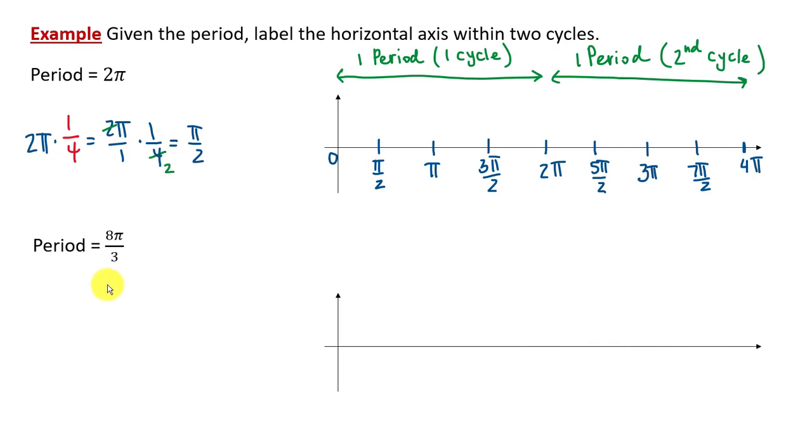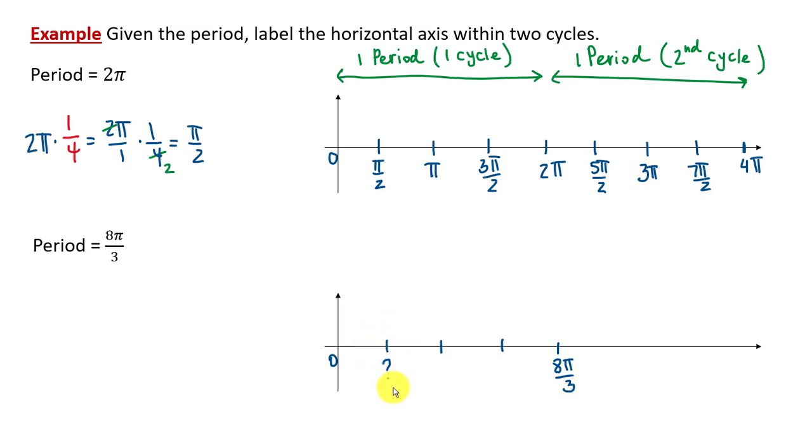This time, period is 8 pi over 3. Okay, we start by putting that value on the horizontal axis. That's where the first cycle ends. And now we split the segment from 0 to that value 8 pi over 3 into 4 equal parts. First, right in the middle, and then each half I split on half.